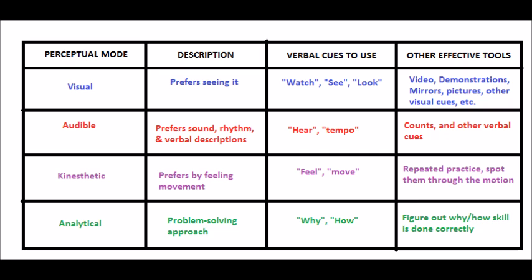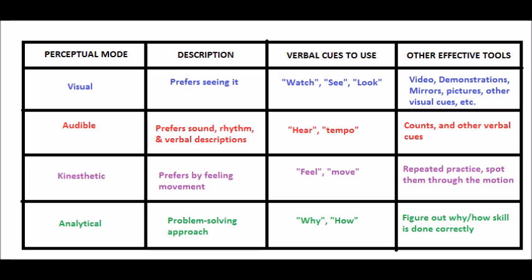There are also audible learners. These types of learners prefer sounds and rhythm. They're more likely to benefit from these things in verbal descriptions. Keywords such as hear, tempo.